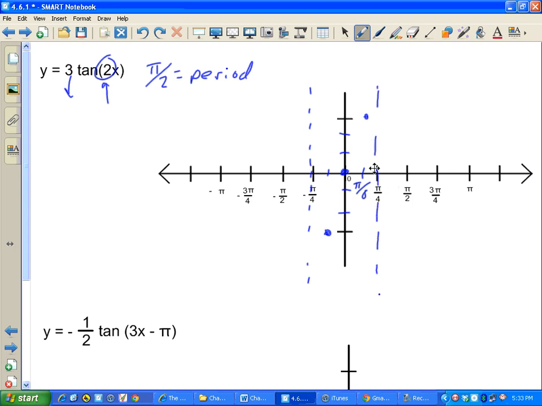Okay, and so then every pi over 2 away from my last asymptote will be another asymptote. So pi over 4, if I add another pi over 2 to it, okay, that'll put me at 3 pi over 4. And there'll be another tangent wave in there.